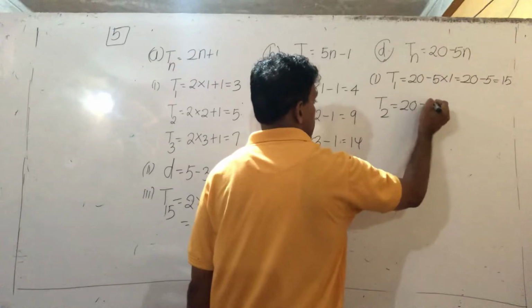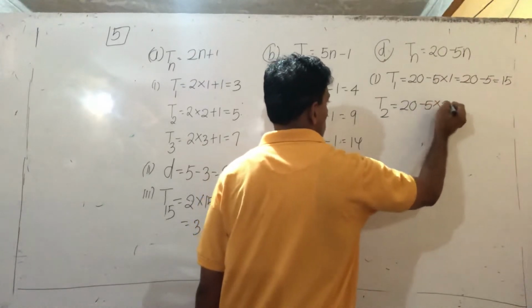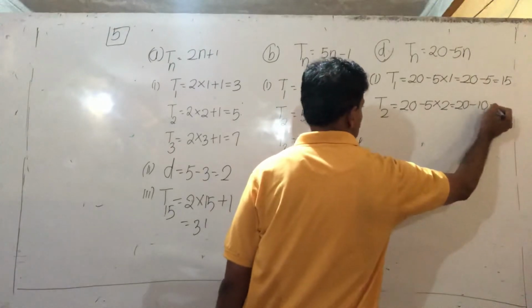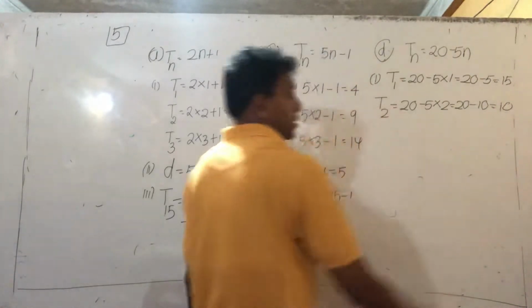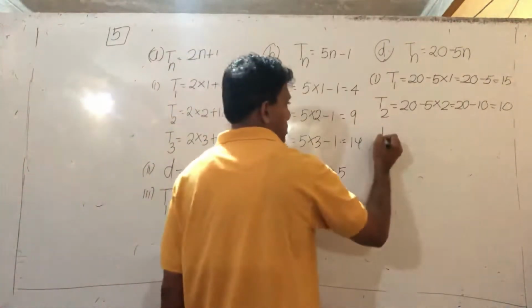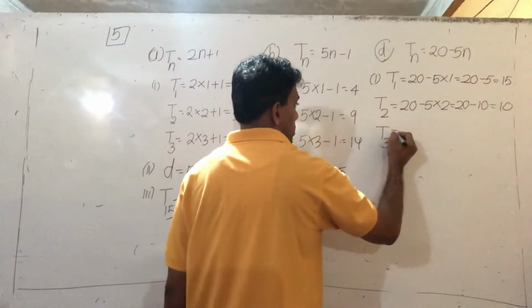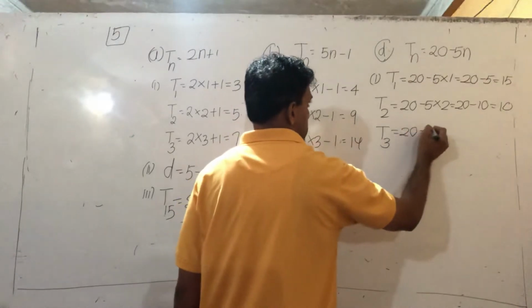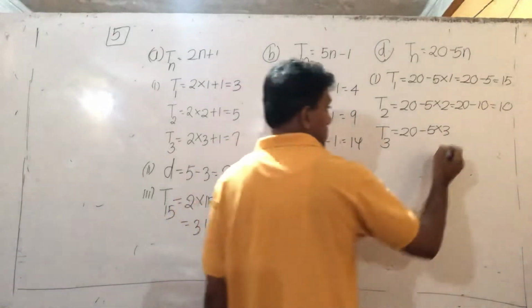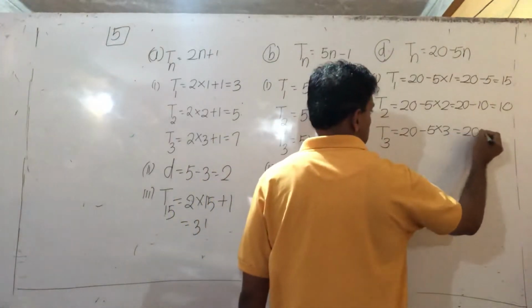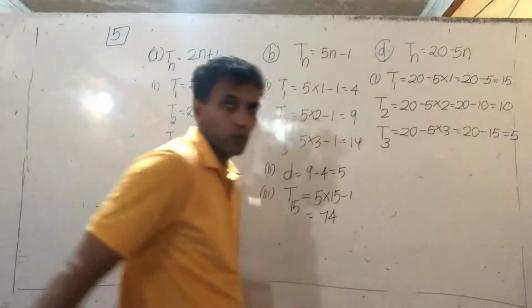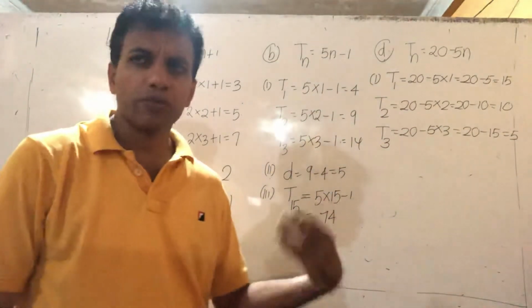20 minus 5 times 2. So 20 minus 10. What is that? 10. Okay, second term 10. Decreasing is this. Third term, for 3: 20 minus 5 times 3. What is that? 20 minus 15, 5. Like this, any number of terms, you can find that.